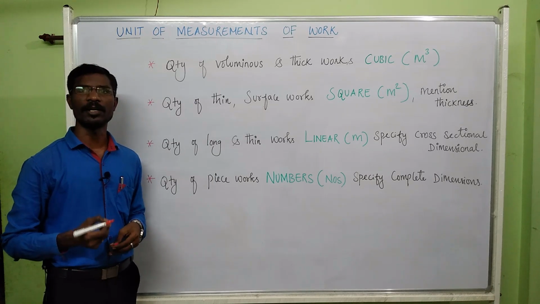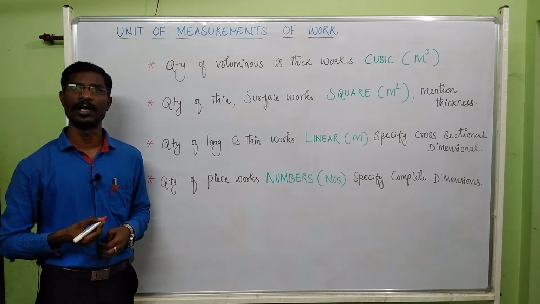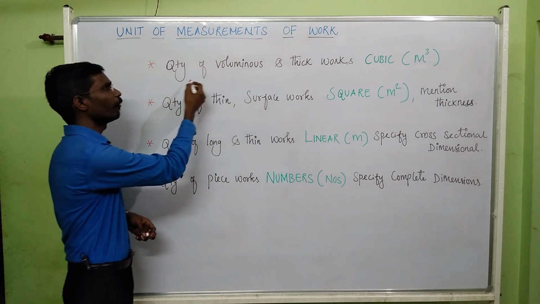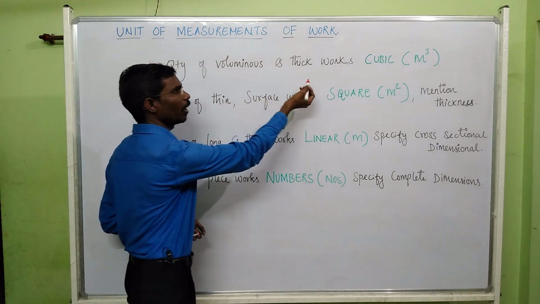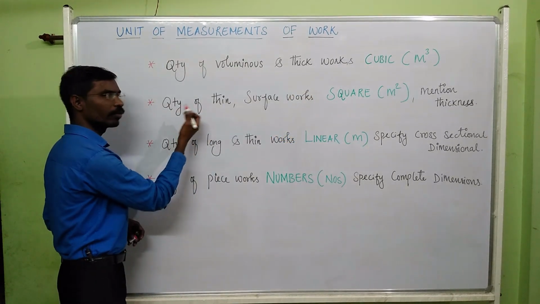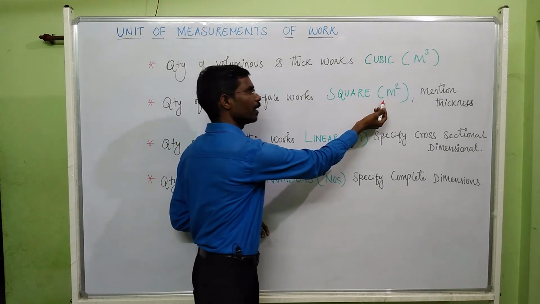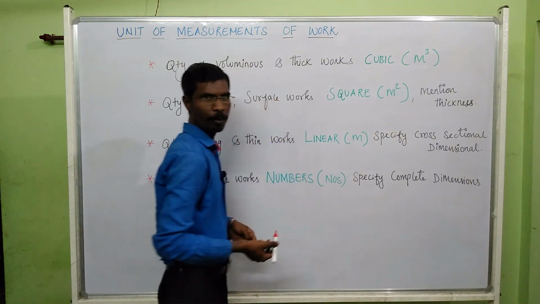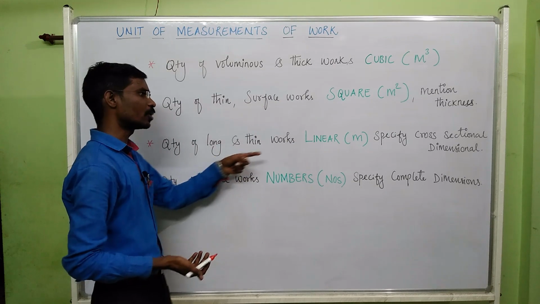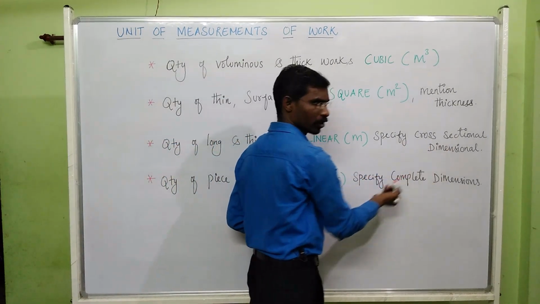Before going to calculation of building quantities, we need to know how to measure the building quantities and what the units are. The first one, the quantity of volume or thick work, we measure in the unit meter cube. The quantity of thin work or surface work, we measure in square meter and mention the thickness properly. The quantity of long and thin works, you can measure in linear meters, but you have to specify the cross-sectional dimensions properly.